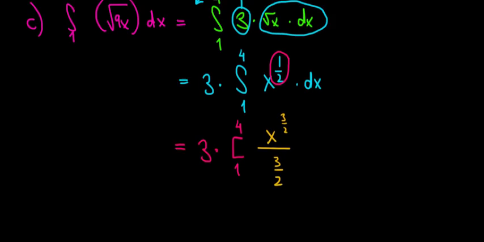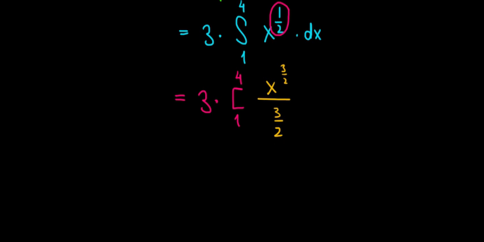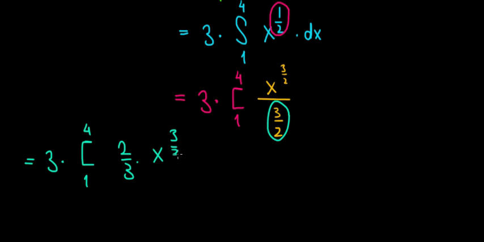Now, again we have a constant, so let's rewrite this expression a bit. We will have the following. Let's go over here to have more space. 3 times the boundaries between 1 and 4. What is x to the power of 3 over 2 divided by 3 over 2? Well, that's like multiplying with the inverse. So we will have 2 over 3 multiplied with x to the power of 3 over 2.